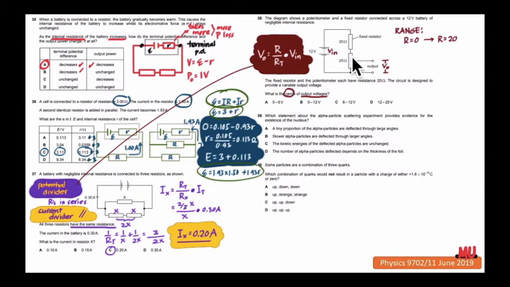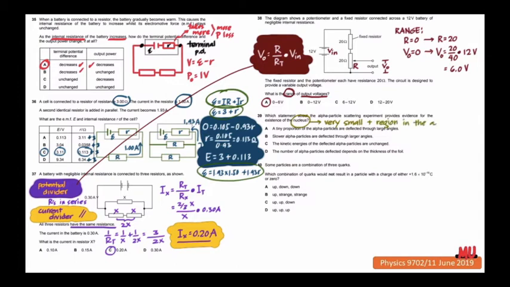From the formula, we can easily see that output voltage is 0 when resistance is 0. Alright? And when the resistance is 20 ohms, output voltage is 20 over 40, sum of the two 20 ohm resistors, alright, times 12 volts. This is 6.0 volts. Range is from 0 to 6.0 volts. The answer is A.